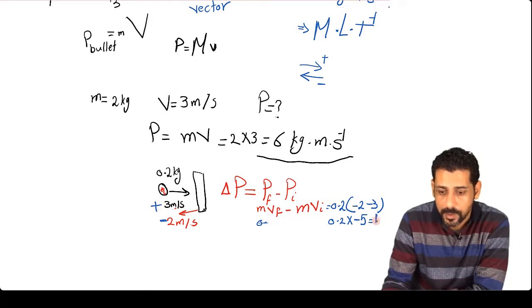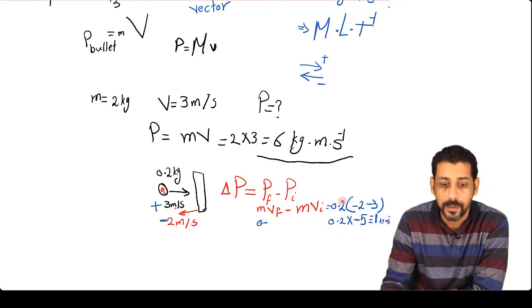So it's almost equal to 1, or negative 1. Negative 1, and still the unit is the same. The unit is kilogram meter per second to the power of negative 1.